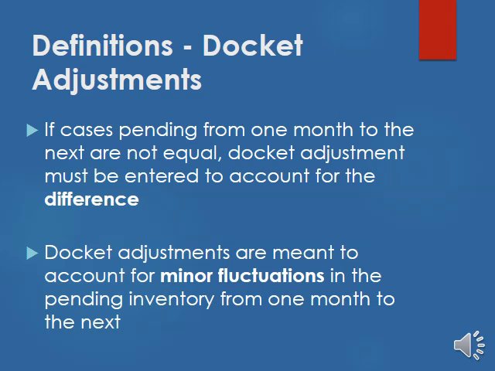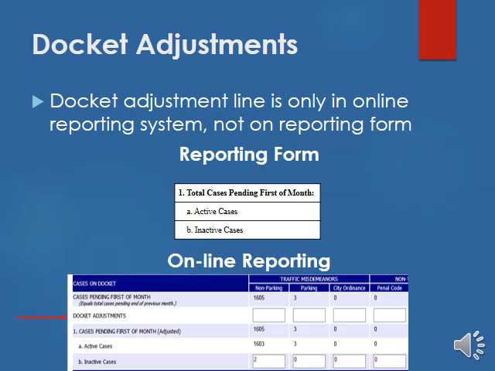To account for those differences where the cases pending are not equal, a docket adjustment must be entered to account for that difference. Keep in mind that docket adjustments are meant to account for minor fluctuations in the pending cases. At times, larger adjustments may be necessary, and we will discuss those a little bit later. As shown in the examples on the screen, you will not find the docket adjustment line on the form. It is only found in the online reporting system.